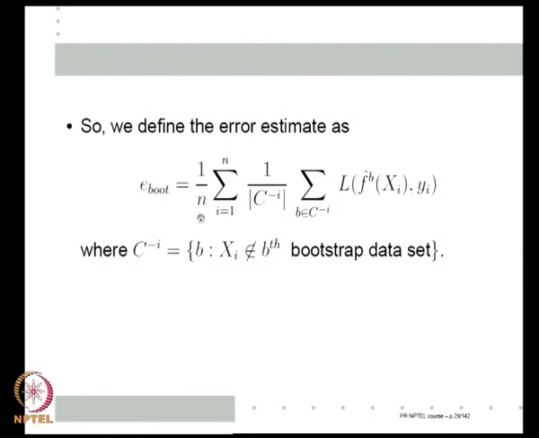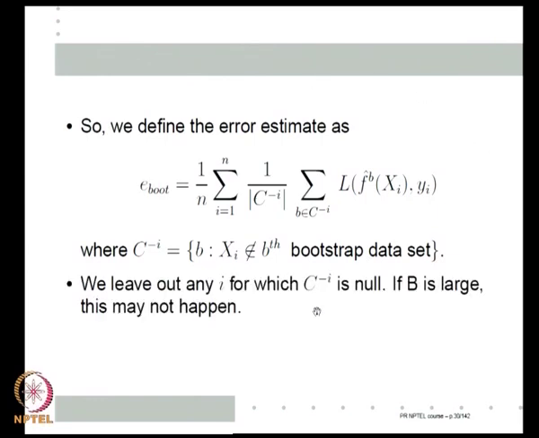Essentially, each xi can be used to test f hat b for all b such that xi is not used in training f hat b. So, the set of b on which xi is not used in training f hat b is C minus i. I sum this over b belonging to C minus i and divide by the number of elements in C minus i. That gives me the error estimate contribution from xi. I get it from all the training samples.